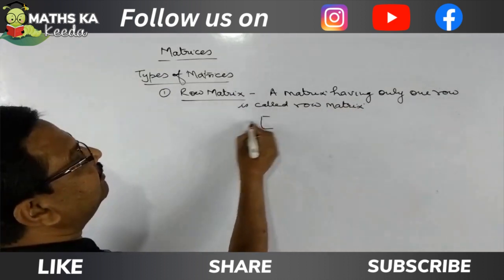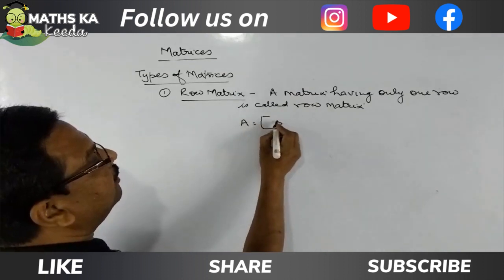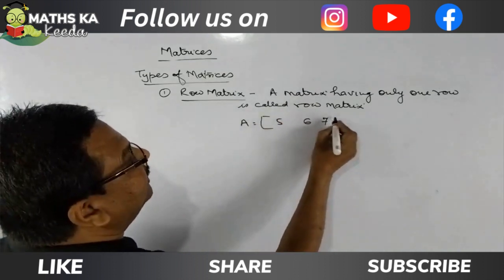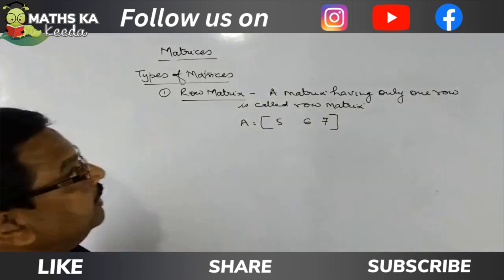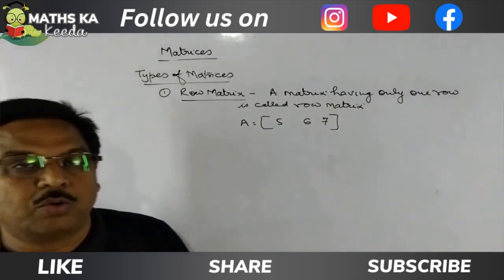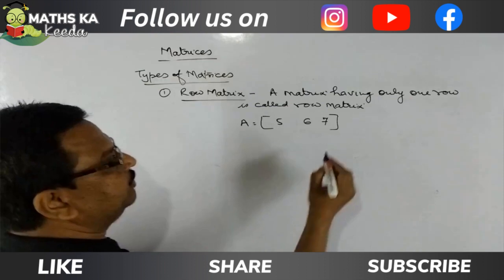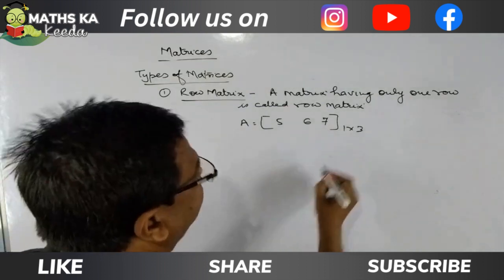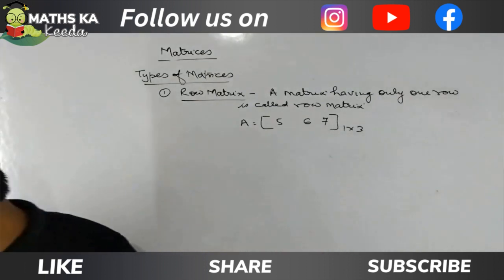Consider this is a matrix A equal to 5, 6, 7. This matrix has only one row, then you can say, student, this is a row matrix. And the order of this matrix is 1 by 3. In this way you can find a row matrix.